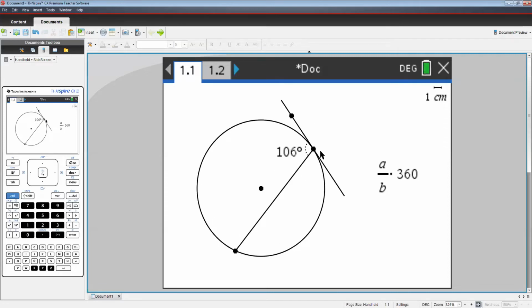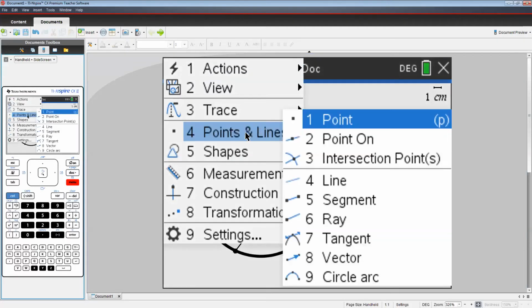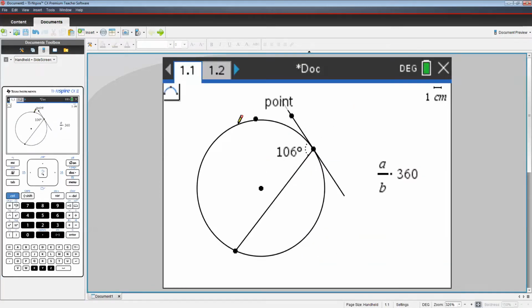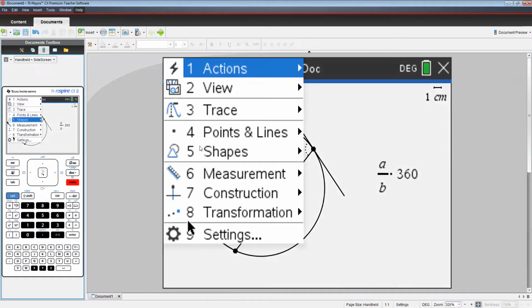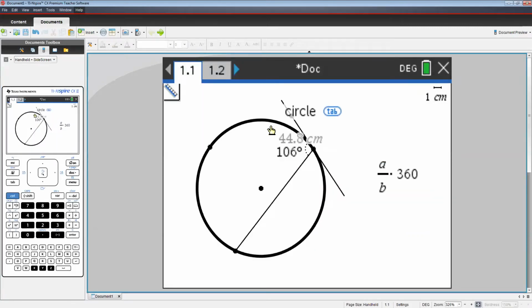Well, we're doing circles, so it makes sense to measure these arcs. So let's measure the measures of those arcs in degrees. To do that, we need to draw in the arc first. So that's in menu 4, points and lines, circle arc. So go to one of the endpoints of the arc, put in a point in between, and there we go. There's our arc. And let's measure that arc and see what that says. So again, your calculator can't measure arcs in degrees. It only measures the length of it, unfortunately, unlike Sketchpad.